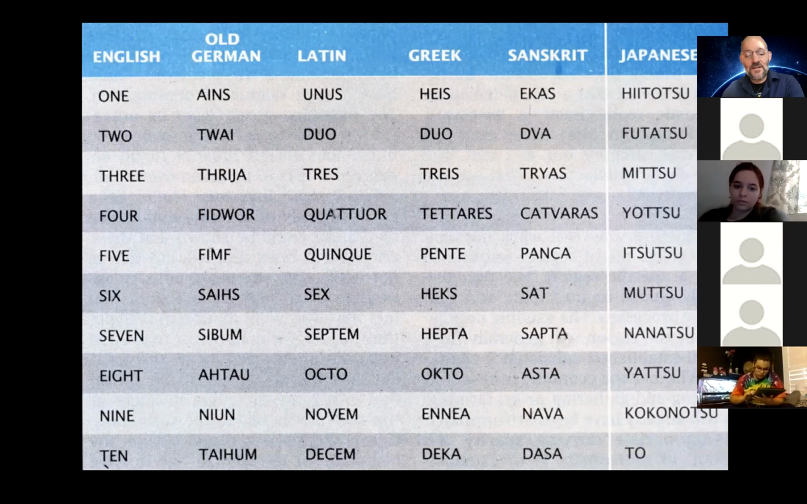Okay, but anyway, so we have 9, neun, novem, ennea, and nava. The same thing across all of those is that N sound. Anything else you notice? 6 is really similar. 6, exactly: six, sechs, sex, hex, and shat. The Greek is a bit different in some of these cases, where it seems to have actually reversed some of the sounds with a metathesis. But other than that, you have a lot of similarities.